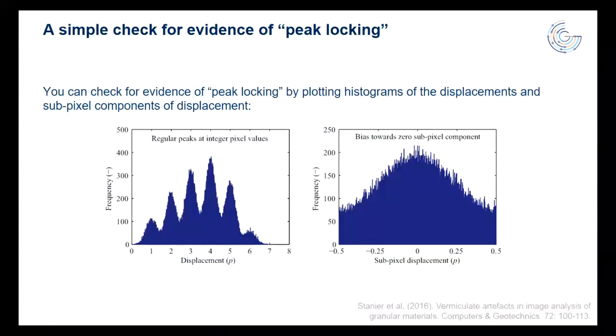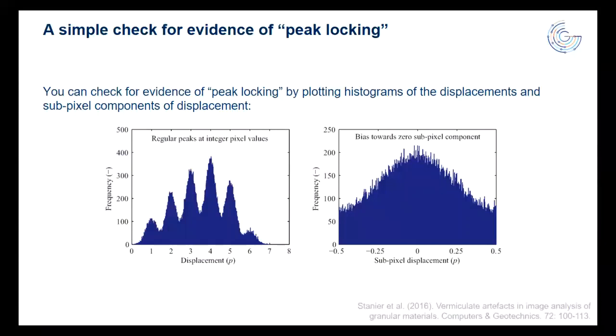Now, after the fact, you can also check for evidence of peak locking, and you might do this by plotting histograms of the displacement magnitudes. If you've got a peak locking problem, you'll find these humpy distributions that start to have humps around integer pixel values. It doesn't always occur at every integer pixel value, depending on the gradient of deformation in your problem. In this case, you can probably see that they're every other integer pixel value.